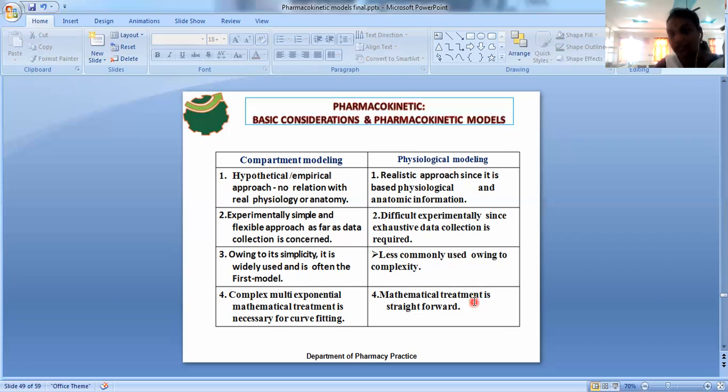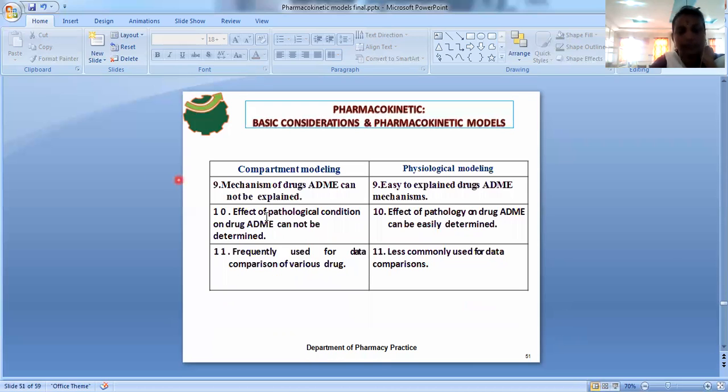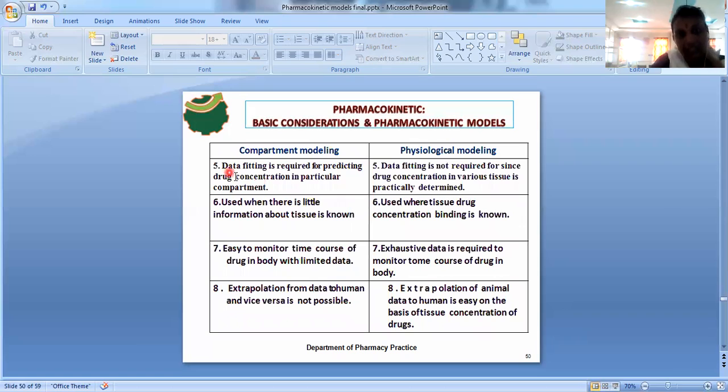Whereas in the physiological model the mathematical treatment is straightforward. Simply by taking the blood flow, the tissue volume, everything, you can directly substitute those values into the given formula. And the next difference is that data fitting is required for predicting the drug concentration in a particular compartment. As I said, quantitative estimation can be done by using the plasma concentration time profile. With respect to the time interval, the concentration of the drug present at that particular time in a particular compartment can be determined by using the data fitting only.